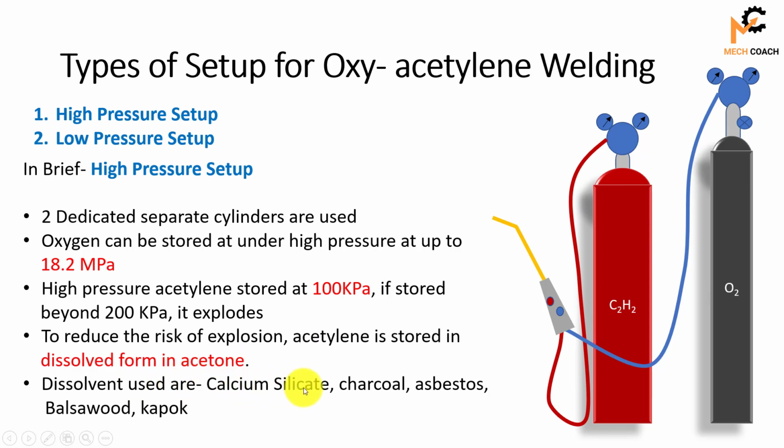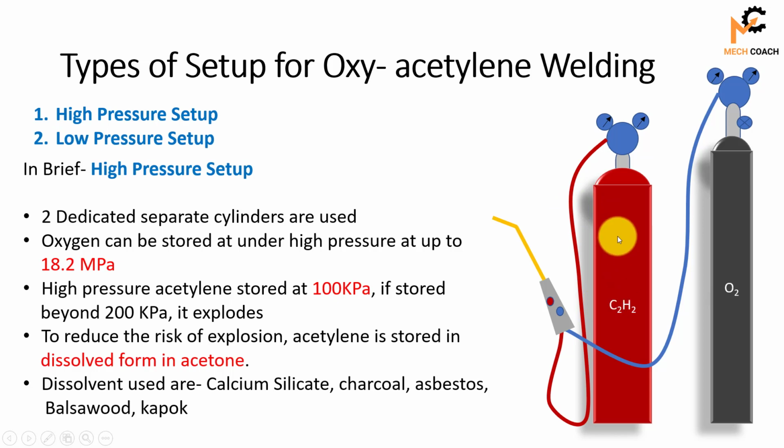Hence, we need to store the acetylene in dissolved form. The dissolvent used is like calcium silicate, charcoal, asbestos, balsa-wood, kapok. Dissolvent means like a sponge, which can hold water in it. It's porous in nature. Note that 1 liter of acetone can dissolve 24.4 liters of acetylene. Thus, acetylene is stored at high pressure in dissolved form. Understood? From an exam point of view, they may ask about the storage pressure of each gas. Take a note of these points I mentioned in this slide.